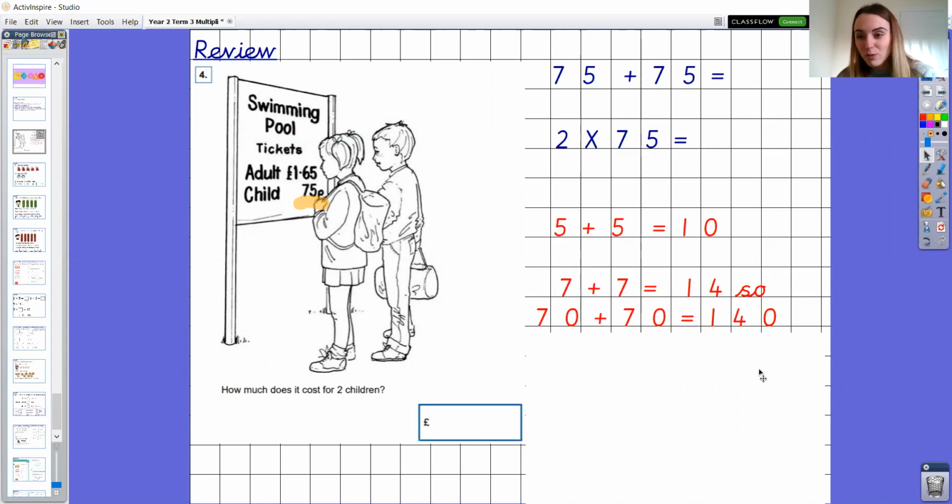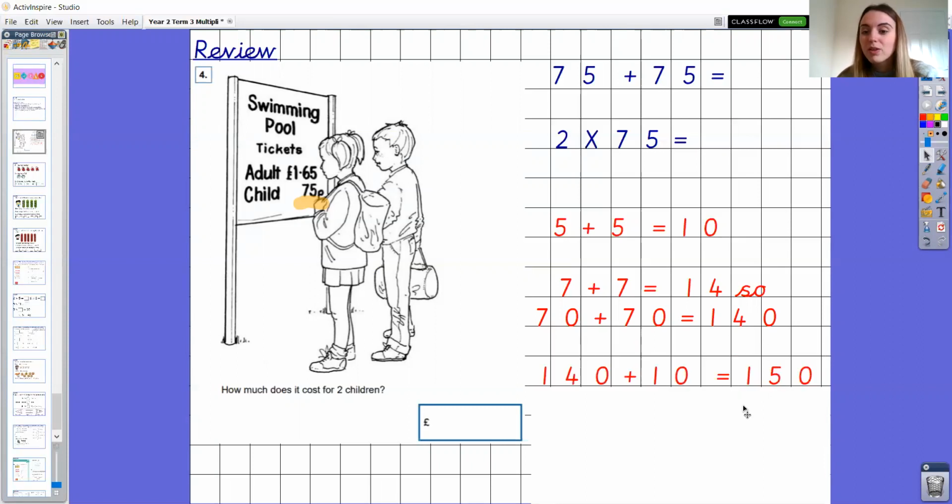Brilliant. So now we've got 2 lots of the ones and 2 lots of the tens. So we need to find the total of 10 and 140. So what is 10 more than 140? Well done. 140 add 10 is 150. So as you can see, it is just the tens column that changes, okay, as we are only adding tens. Brilliant.